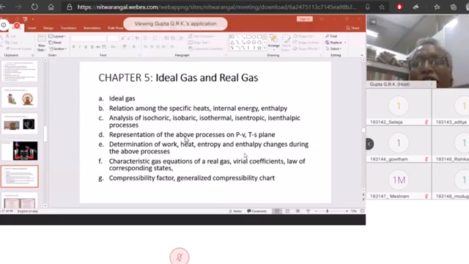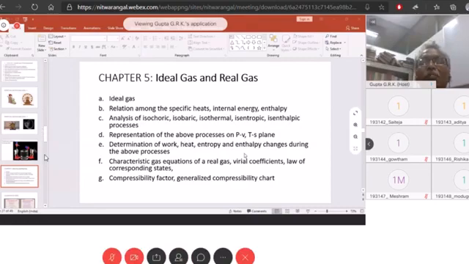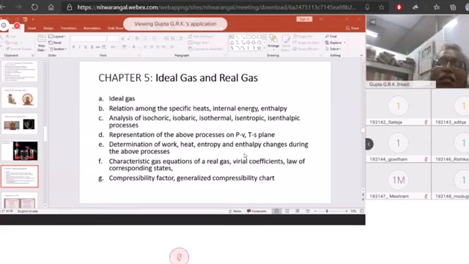So relation among specific heats, internal energy, enthalpy, and analysis of isochoric, isobaric, isothermal, isentropic, isenthalpic processes. Actually, all these things we'll do in the second chapter itself. And then representation of the above processes in the PV plane and TS plane, that is pressure-volume and temperature-entropy planes, and determination of work, heat, entropy, enthalpy changes in the above processes, and characteristic equation of real gas. So here these two topics are new now. The top five topics are already learned in your second chapter. So characteristic gas equations of real gas, the virial coefficients, law of corresponding states, and then compressibility factor, generalized compressibility chart. These are related to real gas.